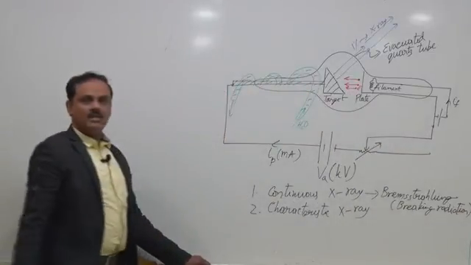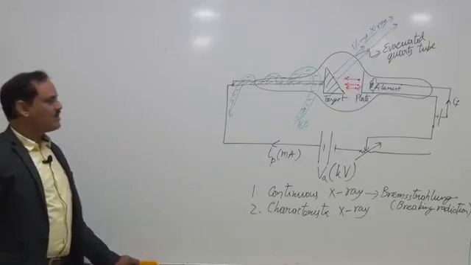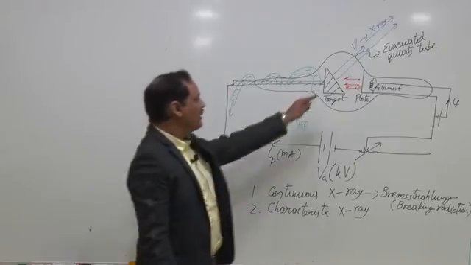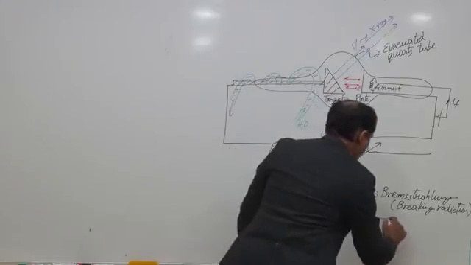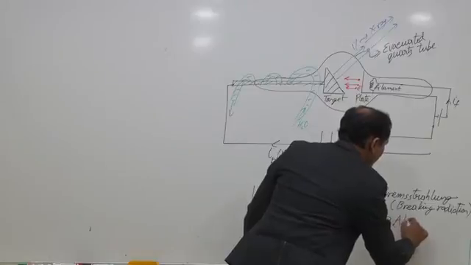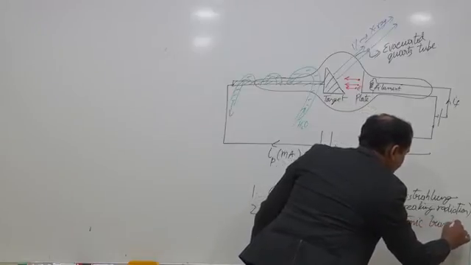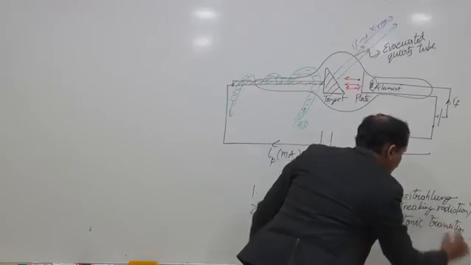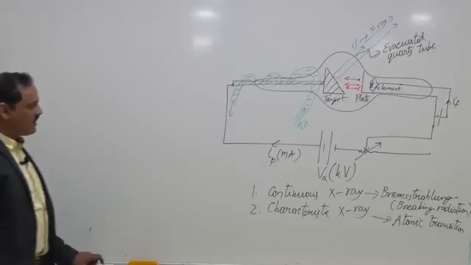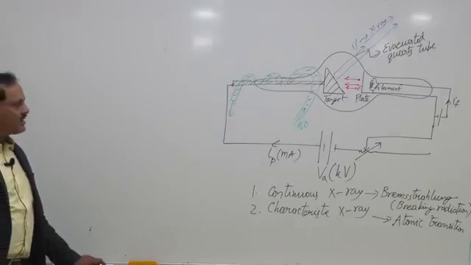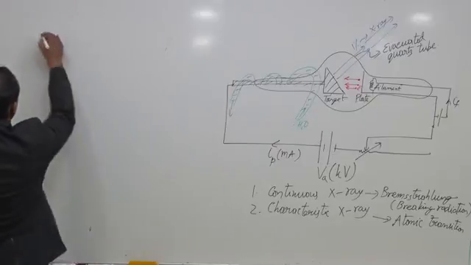So, continuous X-ray is produced due to Bremsstrahlung, and characteristic X-ray is produced when there is atomic transition in target atoms. Now, we need to know how continuous X-ray is produced and how characteristic X-ray is produced. So, first, continuous X-ray.